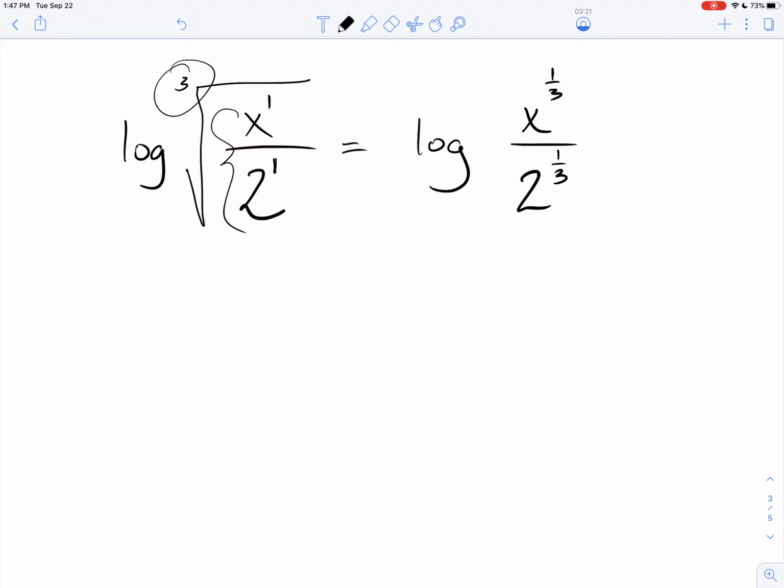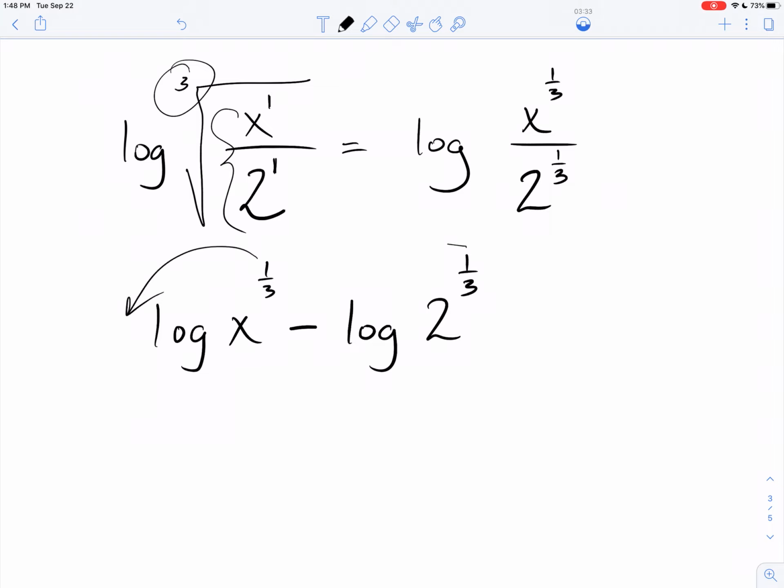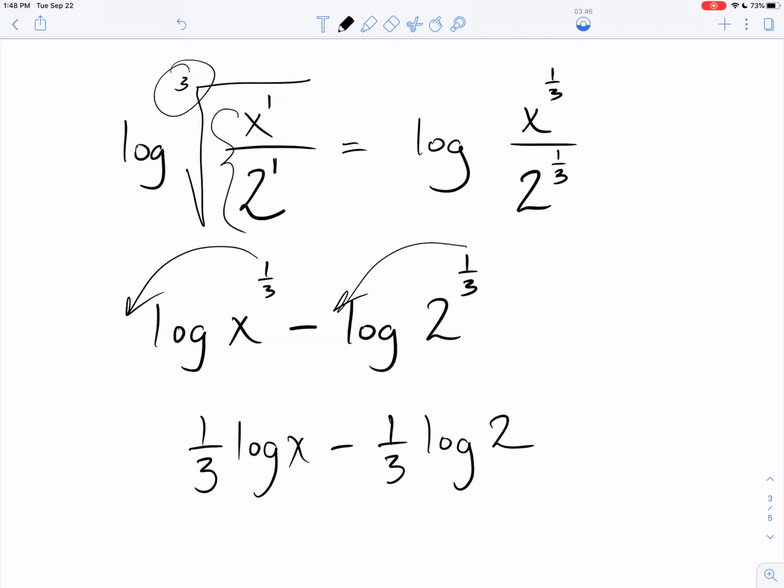So once again, here we are. I'm going to say this would look like log x to the 1/3 minus log 2 to the 1/3, and then I would bring it down in front because that is the power rule that I get to use. So I'd end up with this as my expansion for the problem.